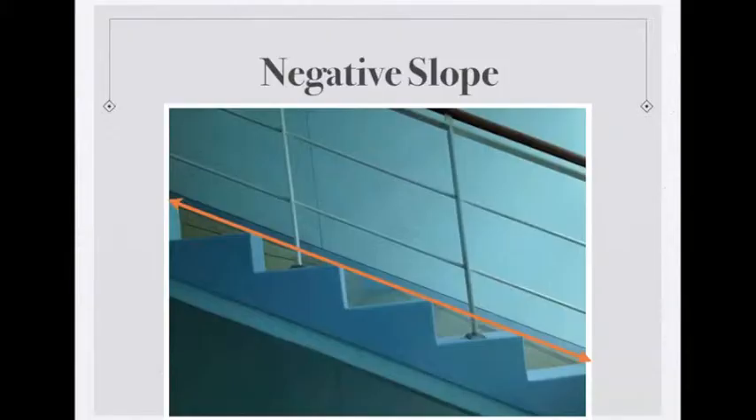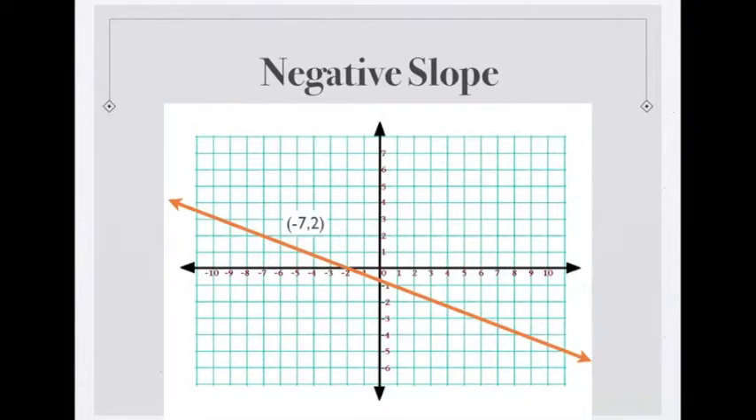So why is it easier to go downstairs than upstairs? Good question, Stephen. Going downstairs gives us a negative slope, and a negative slope is a line which falls from left to right. A negative slope is also less than 0. For example, if we have points (-7, 2) and (2, 0) and find the slope, we would get a negative number, so this would be a negative slope.